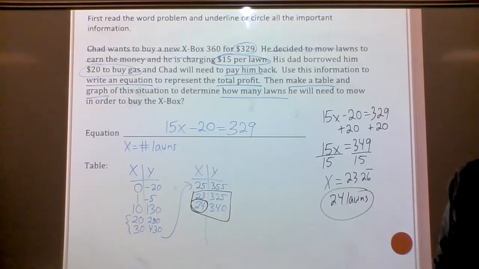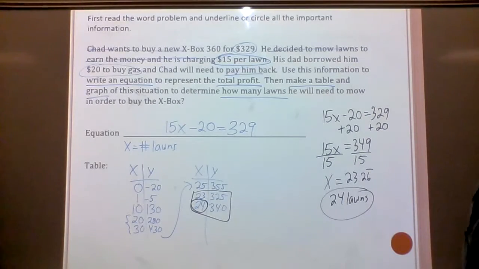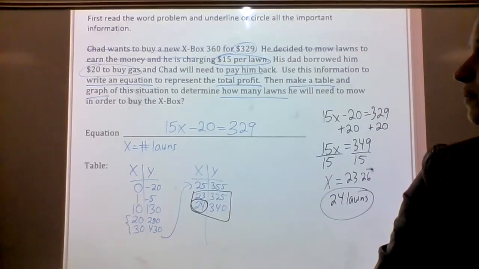So you should have a table. You should have an equation. You should have solved the equation. All of these steps should be there. Everything that seems important in that problem should be circled, underlined, or highlighted to get 24 lawns. Our next step is going to be graphing. The points that are going to be most important would be the points that we came up with that are close to our answer, which would be 23, 24, those values. So we're going to use some of those to create our graph.